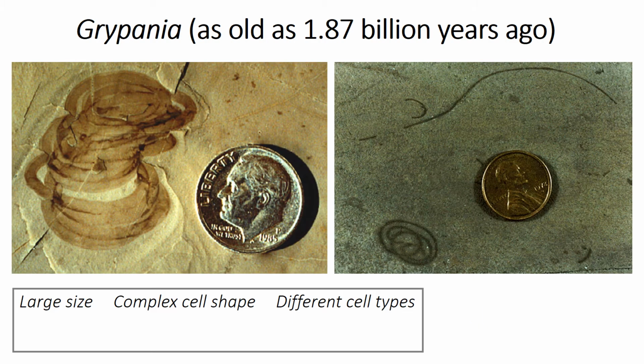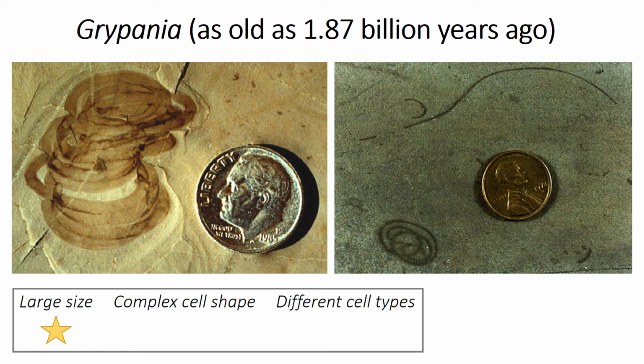Finally, we'll consider a fossil called Grypania, which is a carbon filament found in rocks as old as 1.87 billion years. So what does it have? First, large size. Yeah, we'll give it a point here, because these individual filaments are several millimeters across and up to several centimeters long. Now, individual cells aren't preserved, so we can't tell cell size, but these are pretty big.